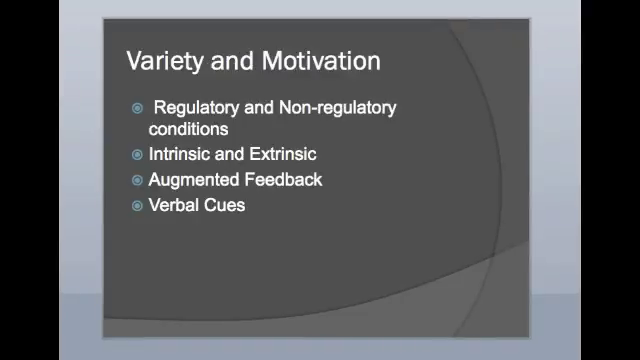Motivation is aided using regulatory and non-regulatory conditions. This also increases the variety of practice, with intrinsic and extrinsic feedback both playing a major part in the motivation of the players, from the coaches and from internal regulators. Examples of extrinsic motivators include punishment and reward, such as small-sided games or doing push-ups as a punishment for not completing a task.